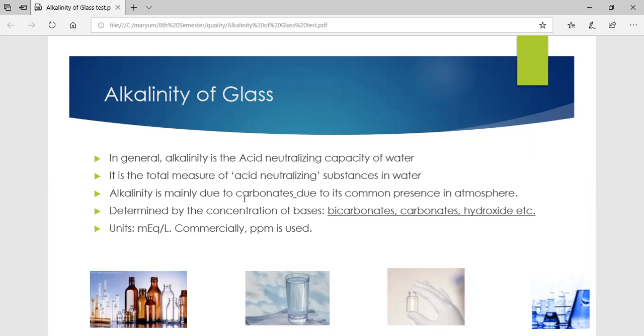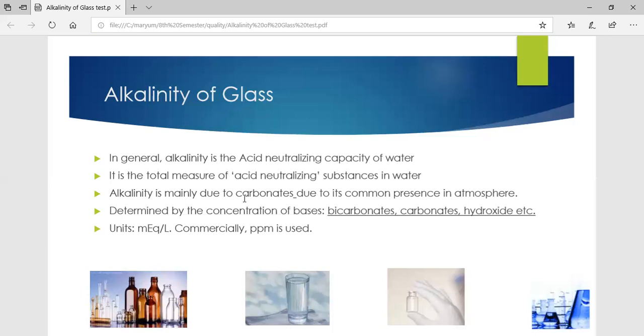So what is alkalinity of the glass? It is actually the total measure of the acid neutralizing substances in the water. Like how many acid neutralizing substances are present in the water, which get neutralized by the glass in which the water is filled. So alkalinity is mainly due to the carbonates which are present in the atmosphere. What happens is that they react with the glass and form salts, carbonates, bicarbonates, and hydroxides.